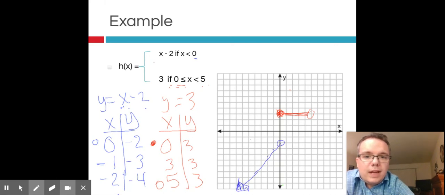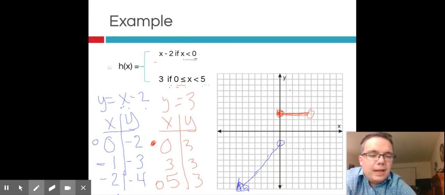So again, if I have one number in my inequality, I'm going to have a line going off in one direction. So in this case, it's in the negative direction because we're less than. And if we have two parameters, so between 0 and 5, our line starts at 0 and ends at 5.